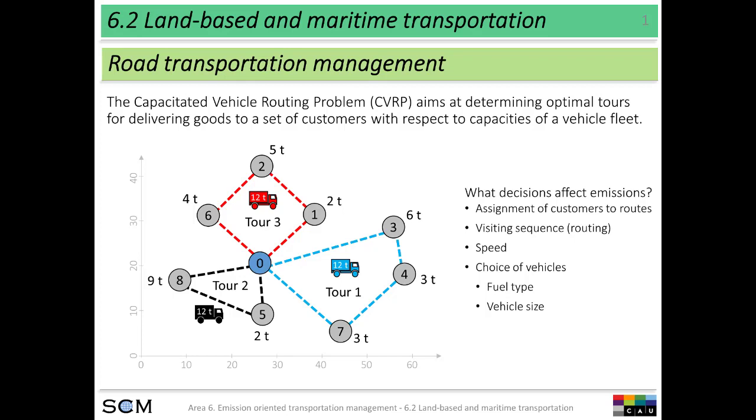What decisions affect emissions in road transportation, respectively the capacitated vehicle routing problem? First of all, it is the assignment of customers to routes, which determines the length that the vehicles have to travel. This corresponds with the visiting sequence. The second thing is the speed. But speed of vehicles can hardly be decided in road transportation because the trucks have to stick to the floating traffic. So this is of somewhat minor importance.